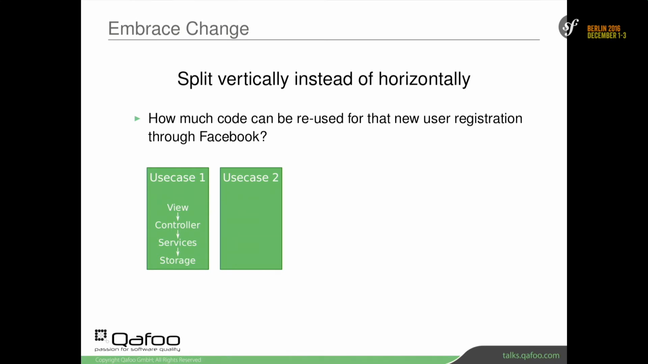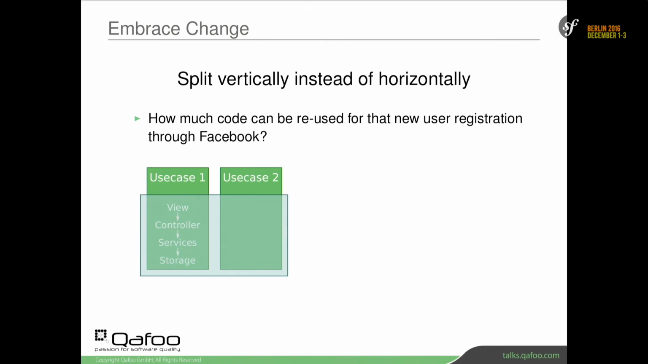What we as developers do in this case, we immediately try to build an abstraction layer which covers as much as possible of those two use cases, because we see similar constraints in both cases, and we want not to repeat ourselves.